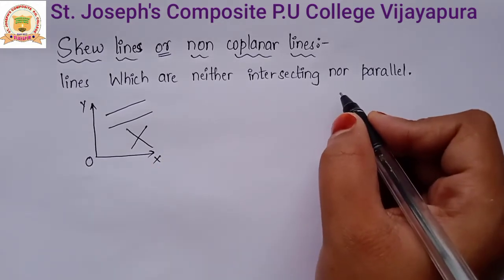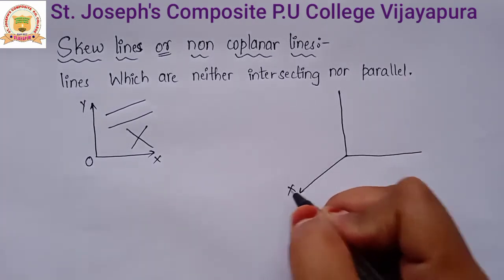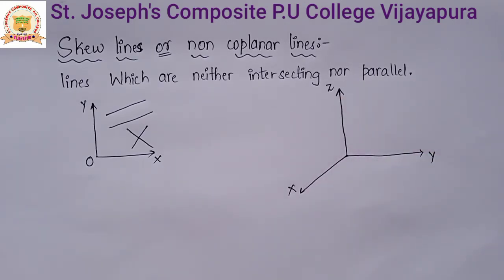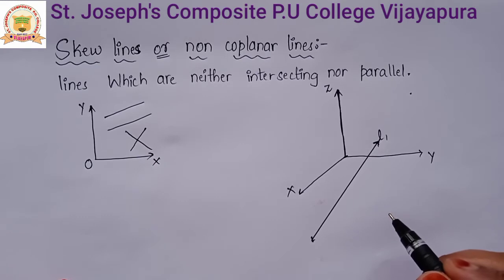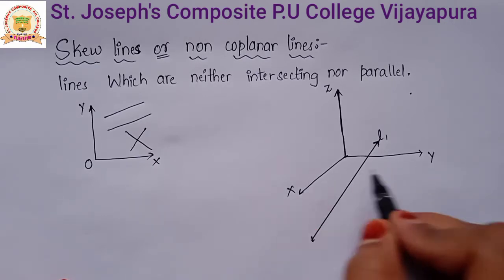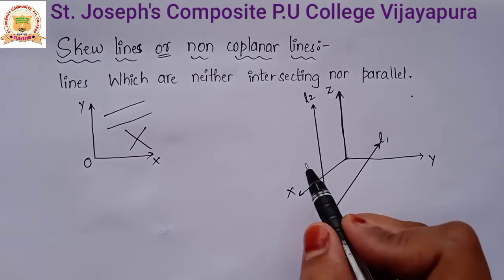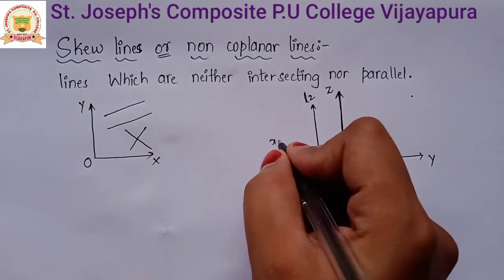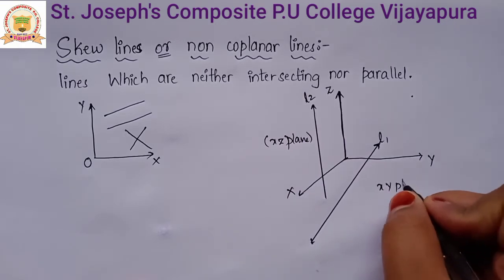So see, this is your 3-dimensional coordinate axes. This is your x-axis, y-axis and z-axis. Suppose I will draw one line here. This is a line L1 which is lying in the xy plane. Now I will draw one more line. This is a line L2 which is lying in the xz plane. And this is a line which is in the xy plane.